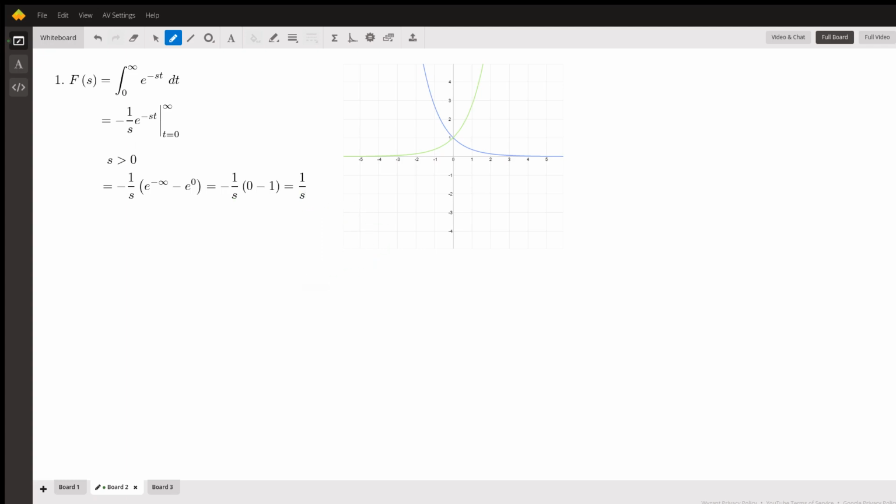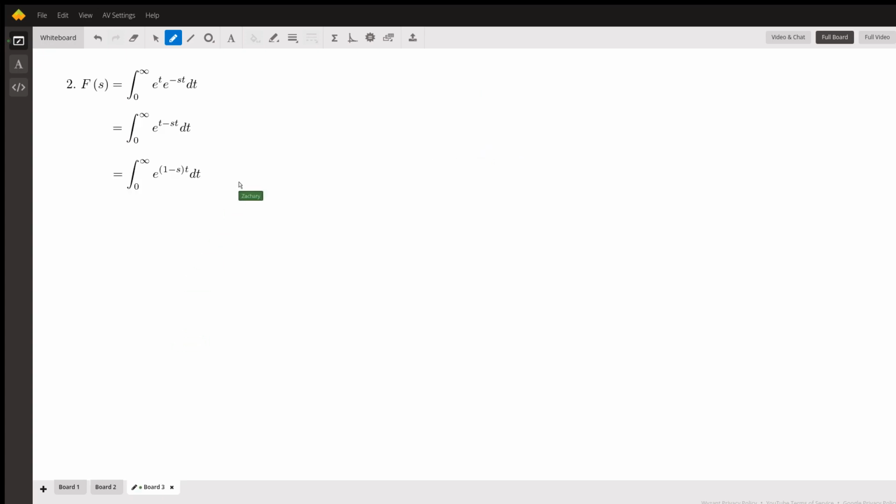So that's how you're going to go about all of these different integrals. You're going to be finding which values of s make the integral converge to finite values, and then just solve it like you would any other integral. Again, you're solving as if you were treating s like a constant.